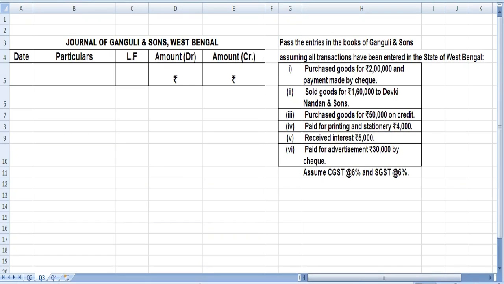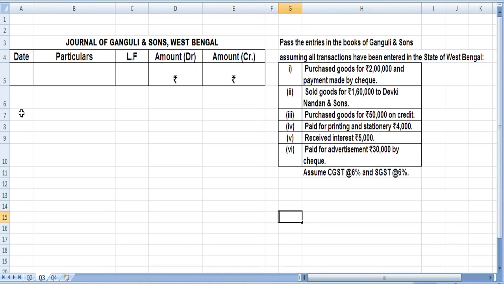Hello students, now we will do question number 3. Pass the entries in the books of Ganguly and Sons assuming all transactions have been entered in the state of West Bengal. So this is an intra transaction within the state. The question says to assume CGST is at the rate of 6% and SGST is at the rate of 6%, so both at the rate of 6%. So let us start with the question.